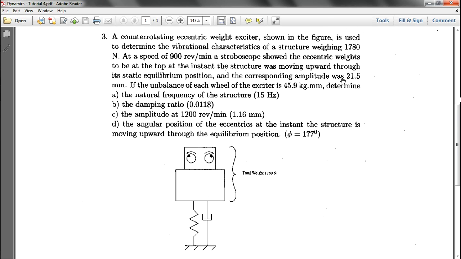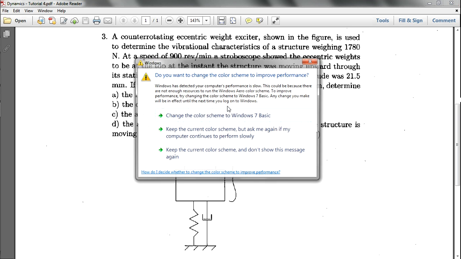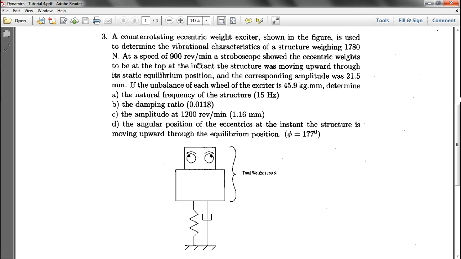And the corresponding amplitude was 21.5 millimeter. So the amplitude itself is 21.5. If the unbalance of each wheel of the exciter, so these are the wheels, is 45.9 kg mm, determine the natural frequency of the structure. Okay, so let us write down what are the things that are given, so we can actually do it.